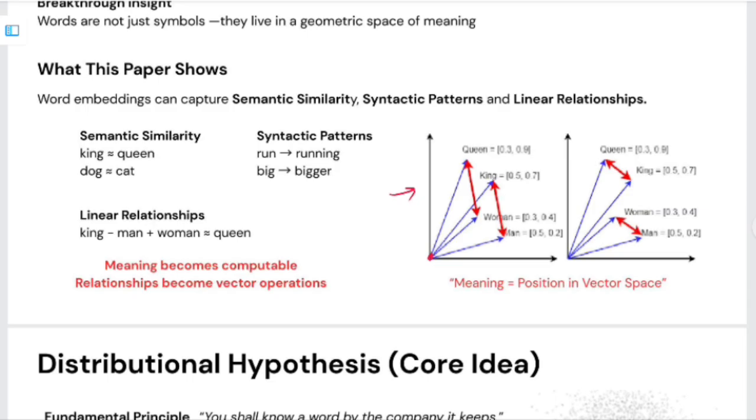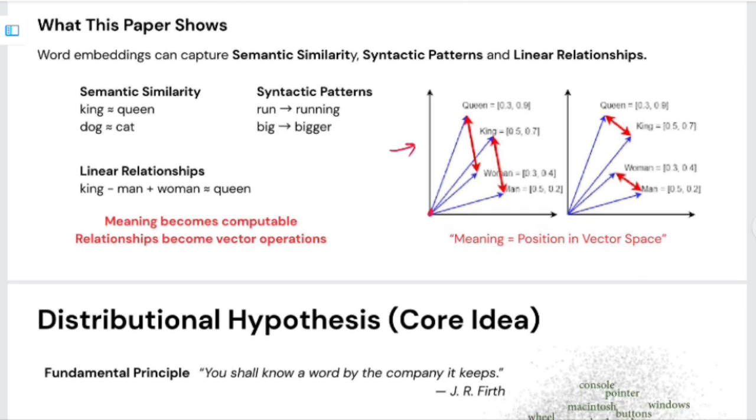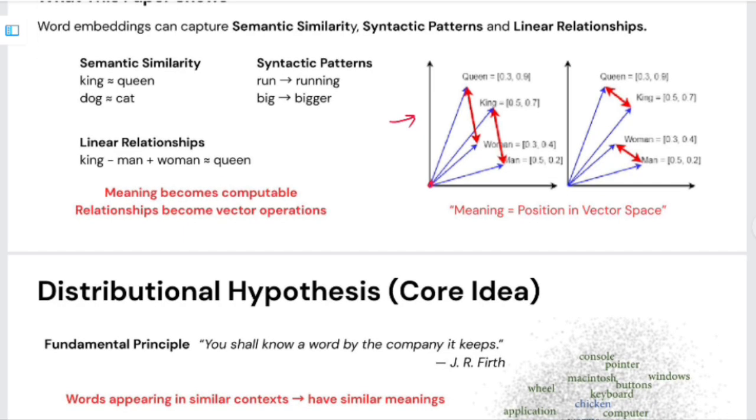This is not something we programmed explicitly. The model was never told about gender or royalty. It simply learned patterns from the data. So what this shows is that language has underlying structure, and when we learn representations correctly, the structure becomes visible. This idea is very powerful because it makes meaning computable, and we can now do arithmetic with words. This is why this paper had such a huge impact, and it laid the foundation for almost everything that came after in NLP, including modern models like BERT and GPT.